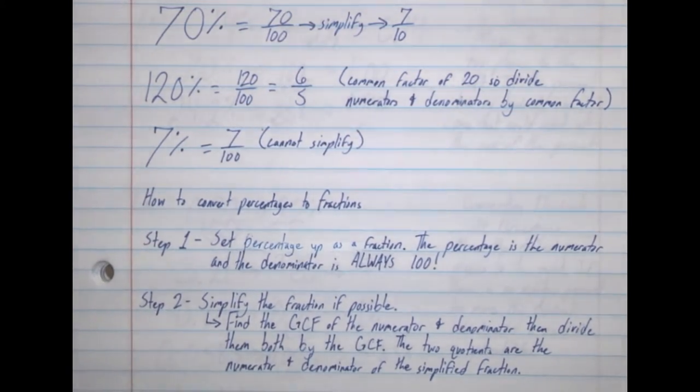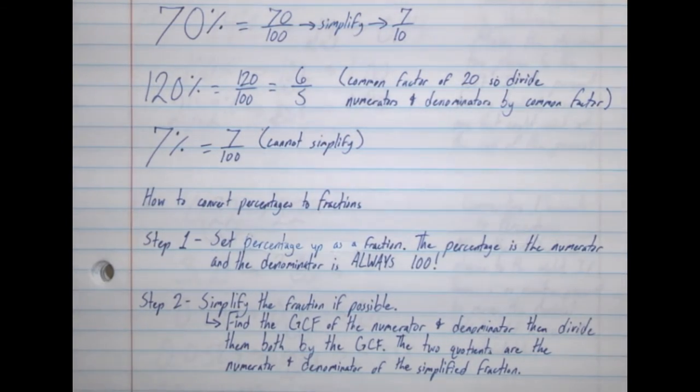So let's review the steps on that real quick. We set our percentage up as a fraction. The percentage is the numerator, and the denominator is always 100 because percents are always based out of 100. Second step, we simplify the fraction if possible. To do that, we find the greatest common factor of the numerator and denominator, then divide them both by that greatest common factor. The quotients of the numerator and denominator are the simplified fraction.